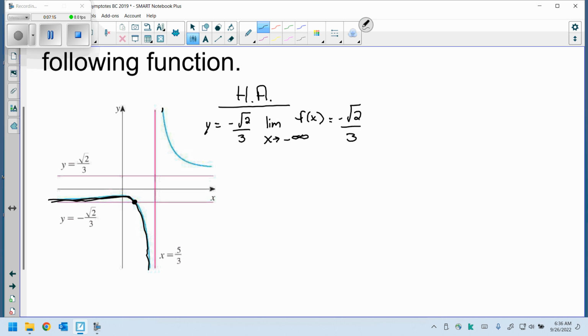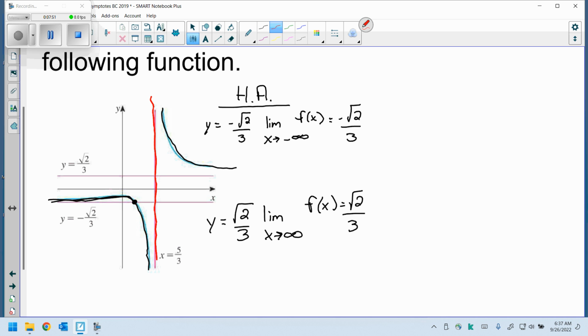And looks as if we're going to get close to positive as well. So y equals square root of 2/3 as x is approaching positive infinity. Now verticals. We've got ourselves a vertical asymptote right here, don't we? So there's only one vertical here. And verticals are always x equals, in this case, x equals 5/3.